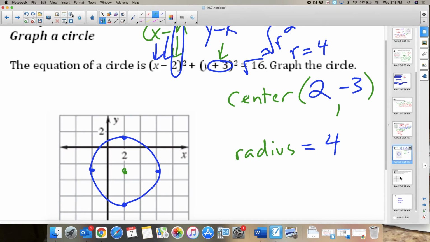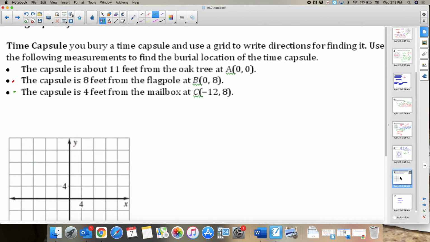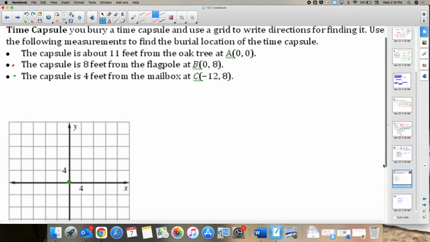Which brings us to our last problem. It says you bury a time capsule and you use a grid to write the directions for finding it. Use the following measurements to find the burial location. It says the capsule is 11 feet from an oak tree that was at 0, 0. So here's my point 0, 0. Notice your scale is by 4's here.